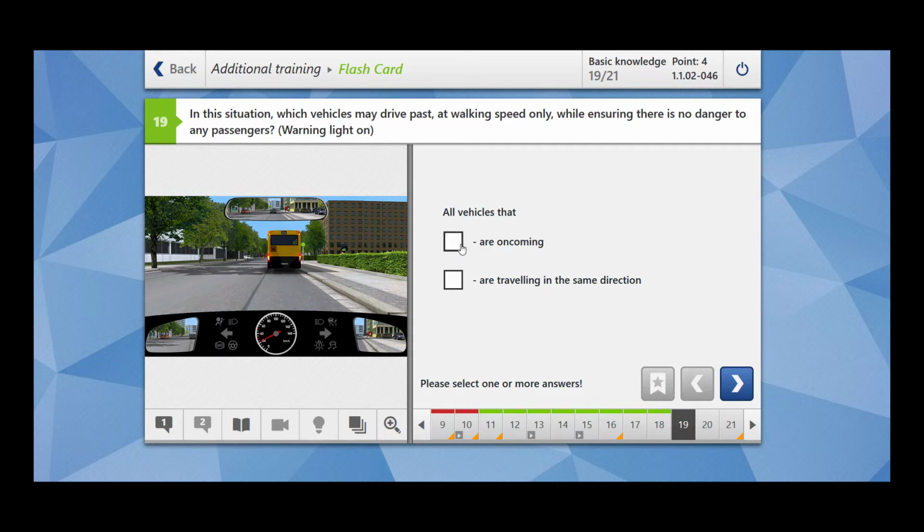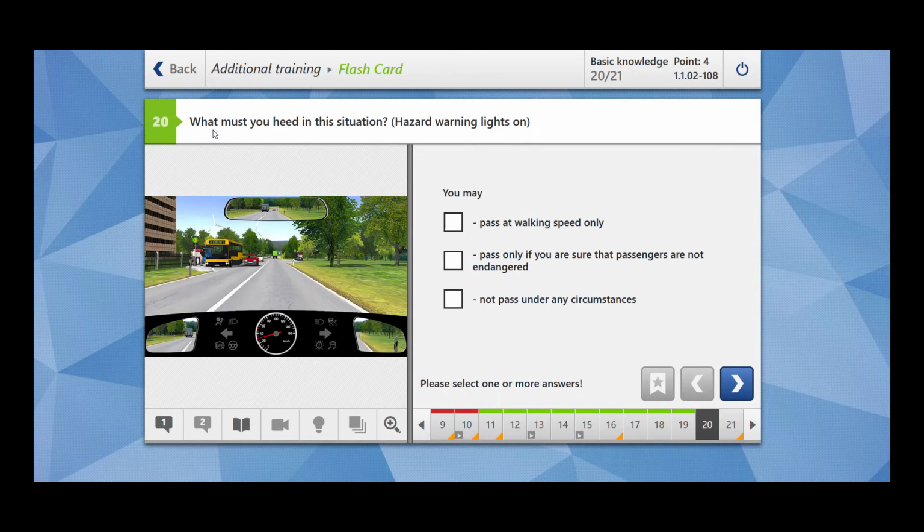All the vehicles that are oncoming, that are coming from the opposite direction, all the vehicles that are traveling in the same direction, they all have to be careful and only pass the bus with the walking speed. Moving towards the next.